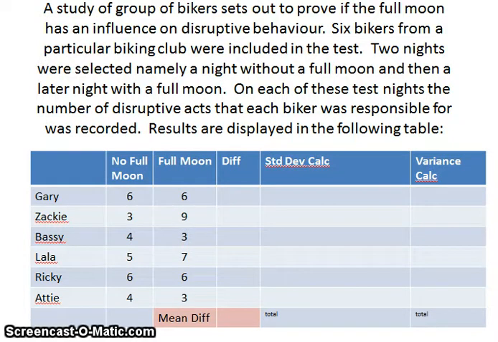A study of a group of bikers sets out to prove if the full moon has an influence on disruptive behavior. 6 bikers from a particular club were included in the test, and 2 nights were selected, namely a night without a full moon and then a night with a full moon. On each of the test nights, the number of disruptive acts each biker was responsible for was recorded, and the results are displayed in the following table.